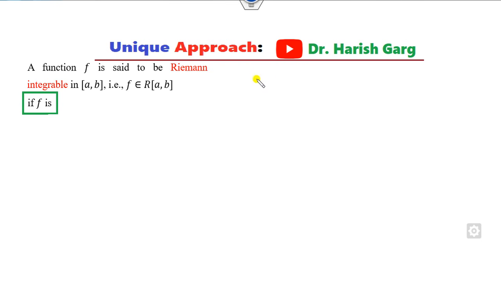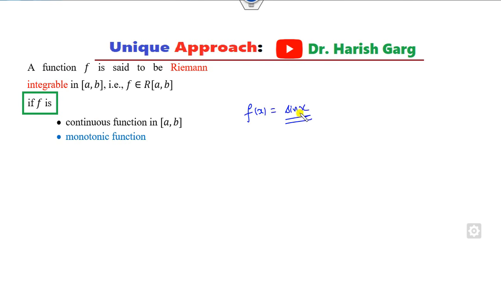Whenever you want to prove a function is Riemann integrable, either of the following properties should be satisfied. First one, if a function is continuous, like if I say sine of x, then clearly it's a continuous function, so it is Riemann integrable. If it is a monotonic function, it may be increasing or decreasing. So if the function is monotonic, we can say it's Riemann integrable. Make sure the function should be defined on the closed interval [a, b]. Remember, on the closed interval.